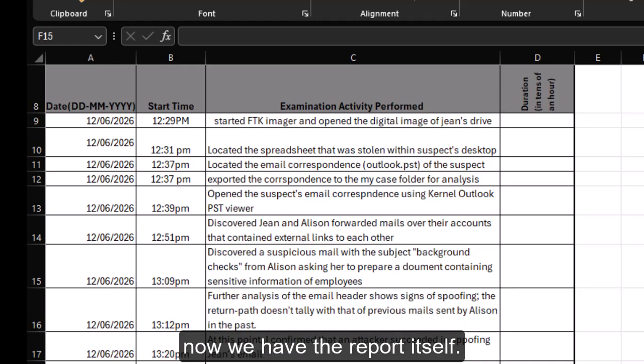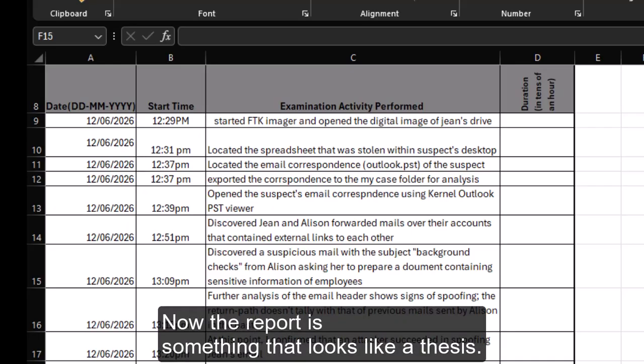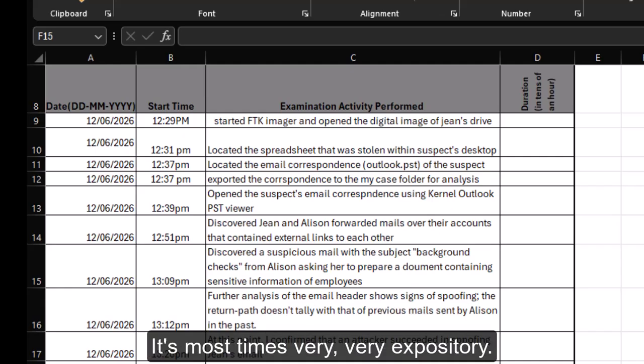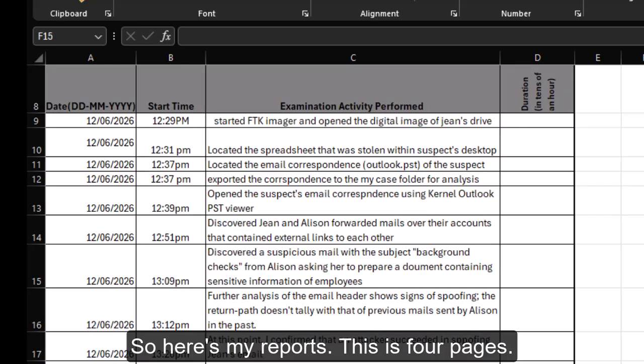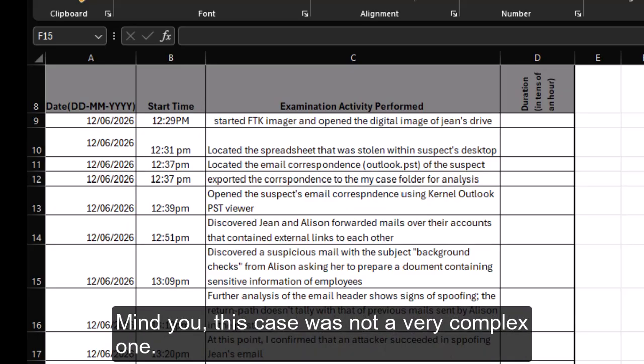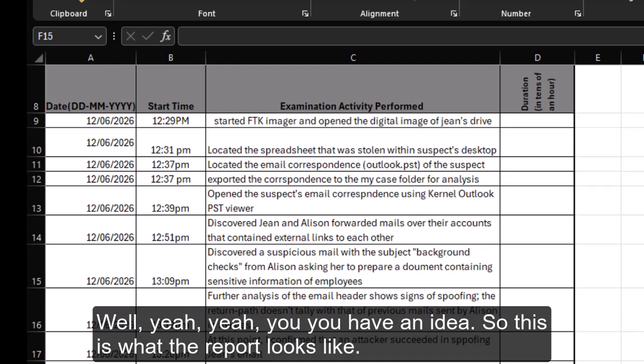Now, we have the report itself. The report is something that looks like a thesis. It's most times very expository. So, here's my report. This is 4 pages. Mind you, this case was not a very complex one, but you have an idea. So, this is what the report looks like.